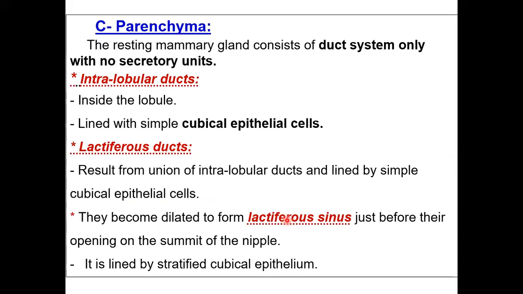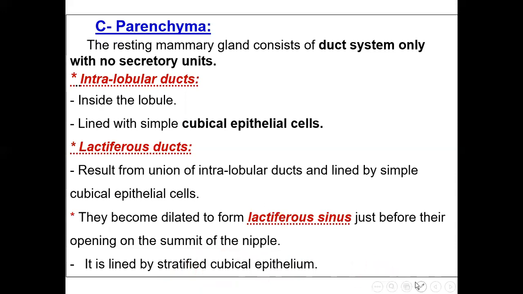Parenchyma of the mammary gland at rest. The resting mammary gland consists of a duct system with no secretory units. Why? I'm talking about the resting mammary gland, so no alveoli. The intralobular ducts are lined by simple cuboidal epithelium. Lactiferous ducts result from the union of intralobular ducts and are also lined by simple cuboidal epithelium. At the end, the lactiferous ducts dilate to form the lactiferous sinus just before their opening on the summit of the nipple. The lactiferous sinus is lined by stratified cuboidal epithelium, which is formed of two layers of cuboidal epithelium.